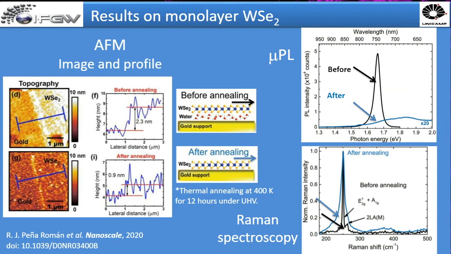Well, you mentioned there are other effects. There's another question related to tungsten selenide. It says, do you see any moire effect on gold after the water has been desorbed?